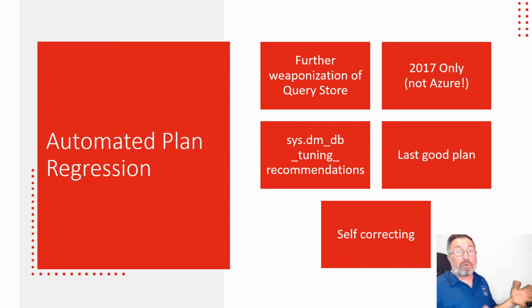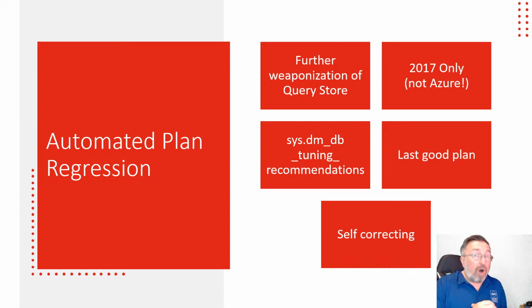It's going to be easier. And when you're dealing with 1,000 servers, win, right? It's just a win. It's just an easier way to get things done. Now, a few things about it. It is 2017 and up, right? And it's not on Azure. It's 2017 to 2019. It is not on Azure.